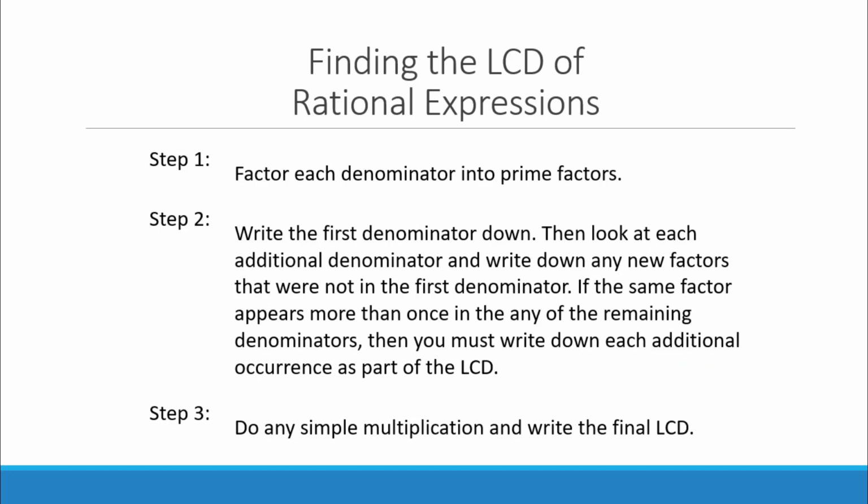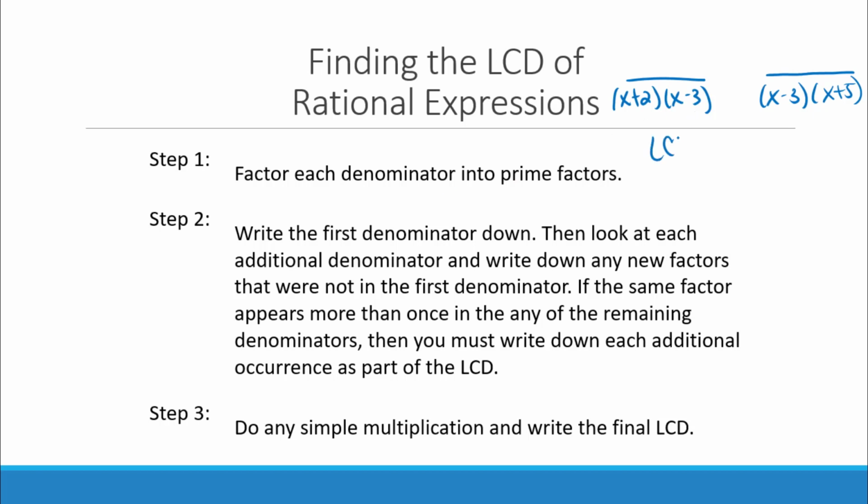Now, what about if you don't just have a single monomial, that maybe you have multiple terms? You do want to make sure that you factor each denominator into prime factors. So let me show you an example of this. Let's say you had two fractions and the first denominator you factored into x plus 2 times x minus 3. And let's say the second fraction you were able to factor into x minus 3 times x plus 5. So again, factoring is your first step.